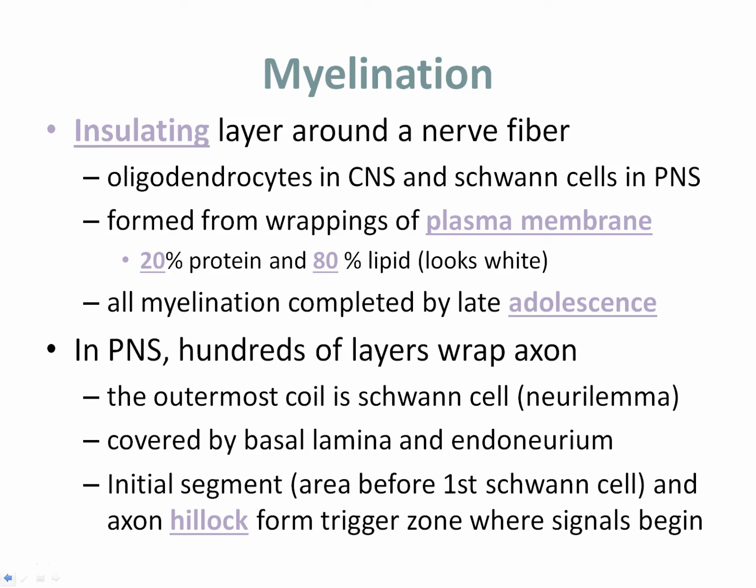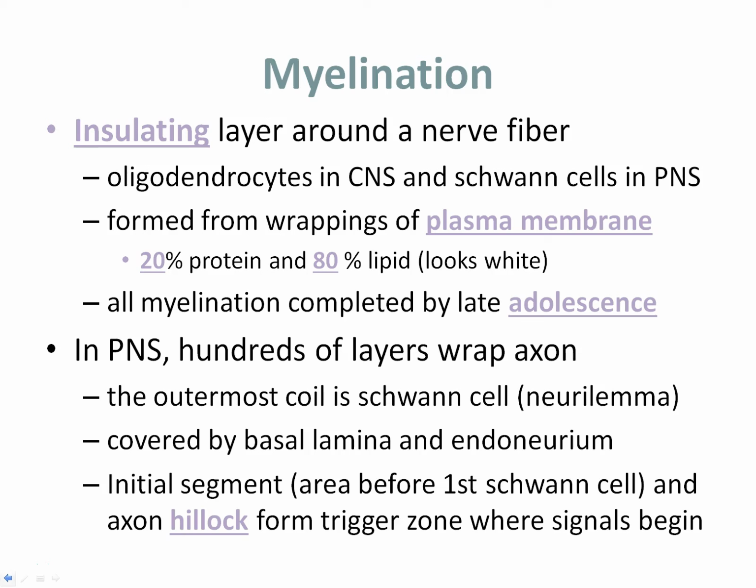In the central nervous system, cells called oligodendrocytes do this, and in the peripheral nervous system, Schwann cells achieve this function. Myelination is formed from wrappings of the plasma membrane, and remember, the plasma membrane is composed of 20% protein and 80% lipid, which is why myelin looks white. All myelination is completed by late adolescence.